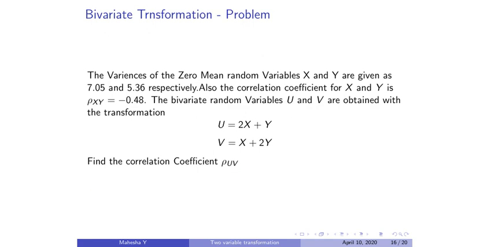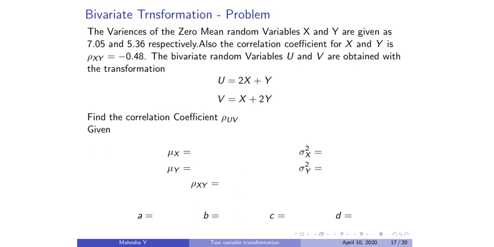So once it is done, we will see a problem. The variances of the zero mean random variables x and y are given as 7.05 and 5.36 respectively. Also the correlation coefficient for x and y, rho xy, is equal to minus 0.48. The bivariate random variables u and v are obtained by transforming x and y with these equations: u is equal to 2x plus y and v is equal to x plus 2y. So we have to find the correlation coefficient rho uv.